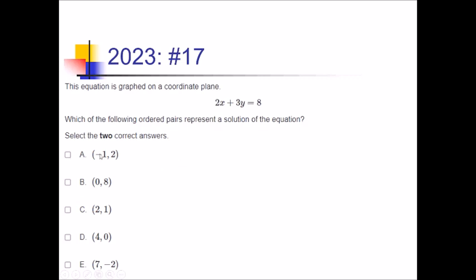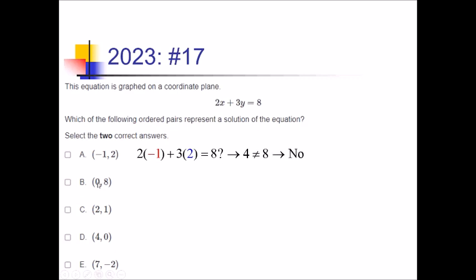So for this first one, we've got the x value -1, the y value 2. So I've got 2 times -1 plus 3 times 2, and I'm asking, does that equal 8? 2 times -1 is -2. This is going to be a plus 6 here. -2 plus 6 is giving me 4, which does not equal 8, so that's a no. We move on to the next one.